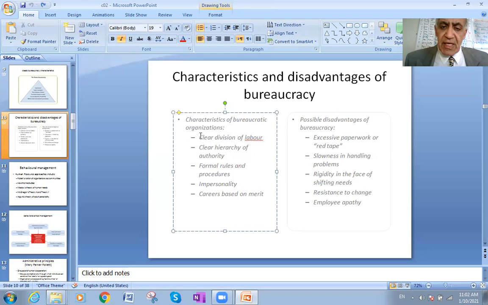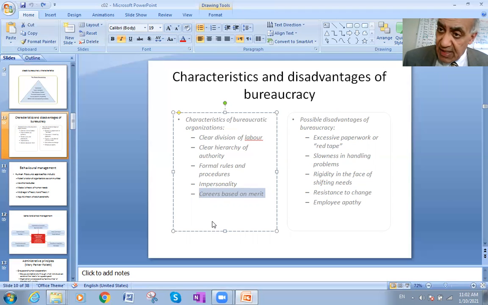So he talked about the clear division of labor. He talked about the clear hierarchy. He talked about formal rules and procedures, everything to be shown up and clear. He talked about the impersonality: it's not my company, I didn't bring it from my home. He talked about the career based on merits. Good people should be rewarded. Very, very initiative people should be rewarded.